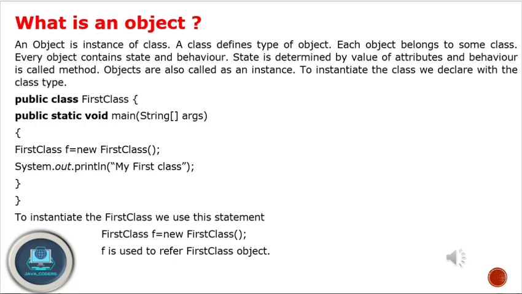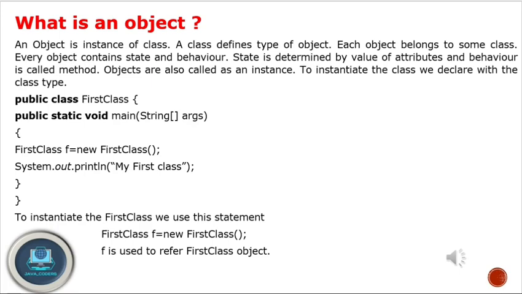What is an object? An object is an instance of a class. A class defines the type of object. Each object belongs to a class. Every object contains state and behavior. State is determined by the value of attributes and behavior is called method. Objects are also called an instance.